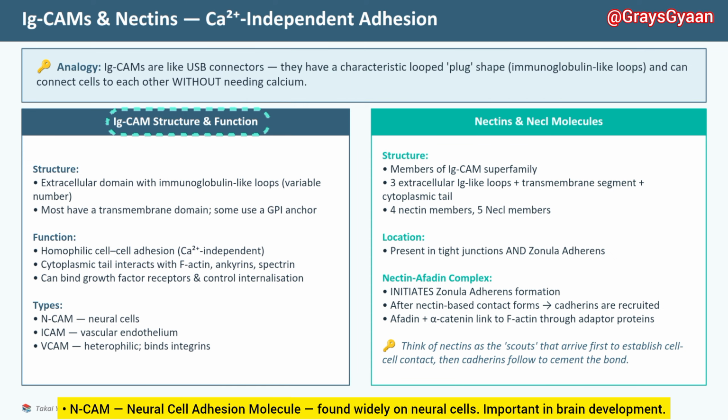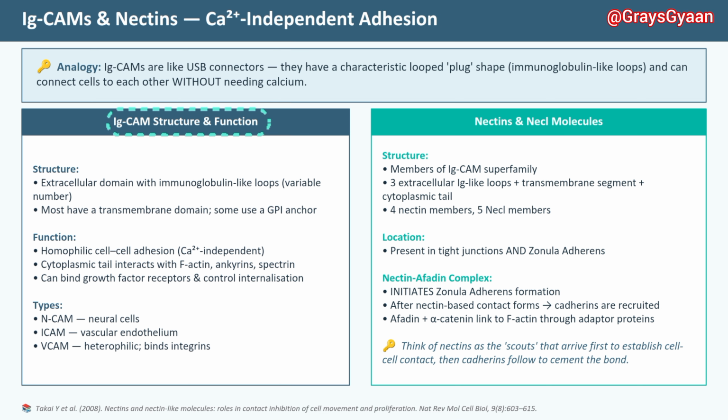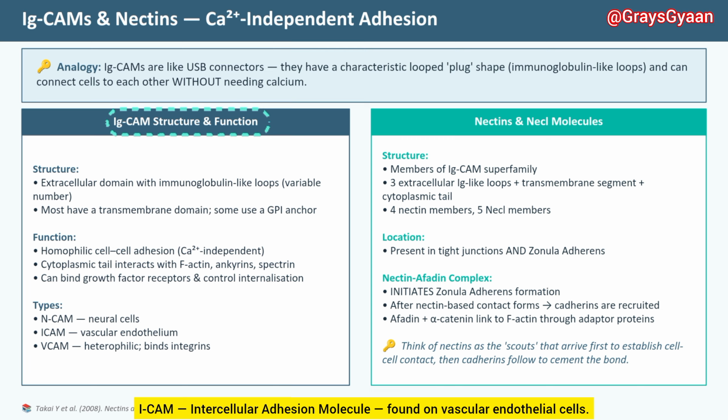NCAM, neural cell adhesion molecule, found widely on neural cells. Important in brain development. ICAM, intercellular adhesion molecule, found on vascular endothelial cells. VCAM, vascular cell adhesion molecule, uses heterophilic binding, meaning it binds a different molecule, specifically integrins.